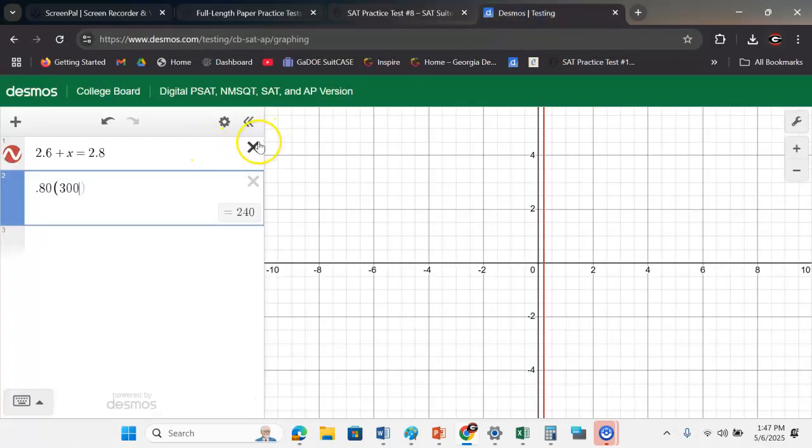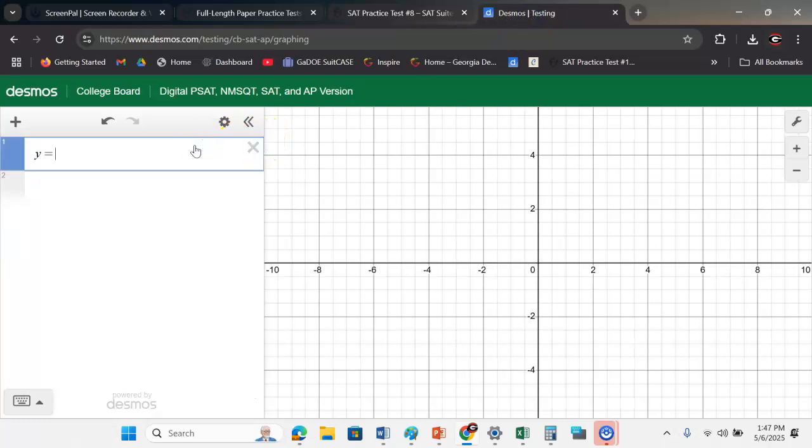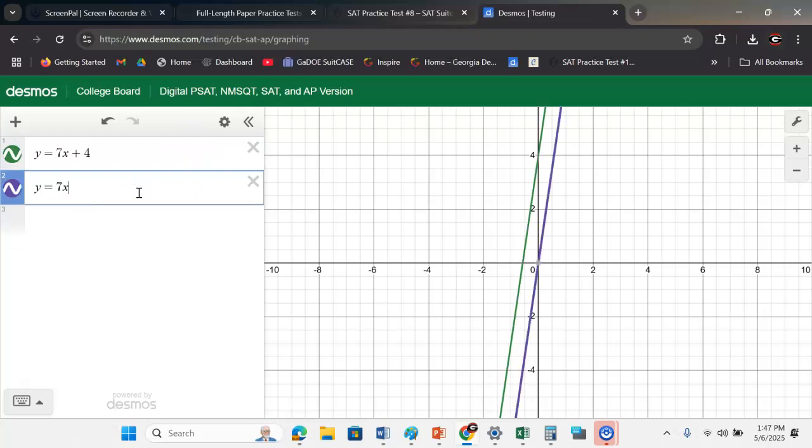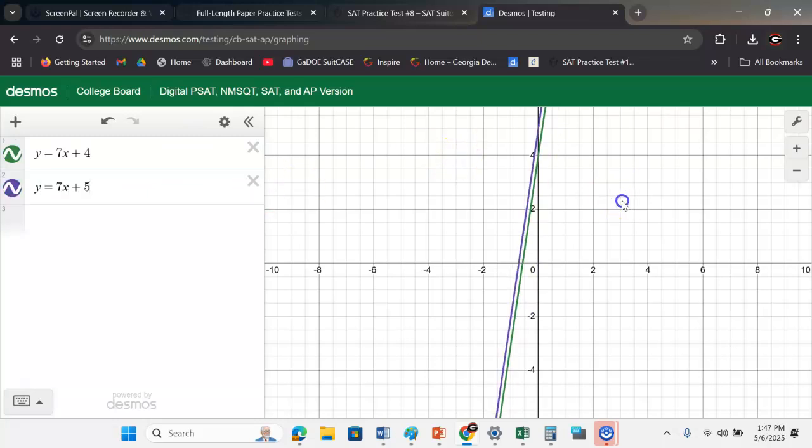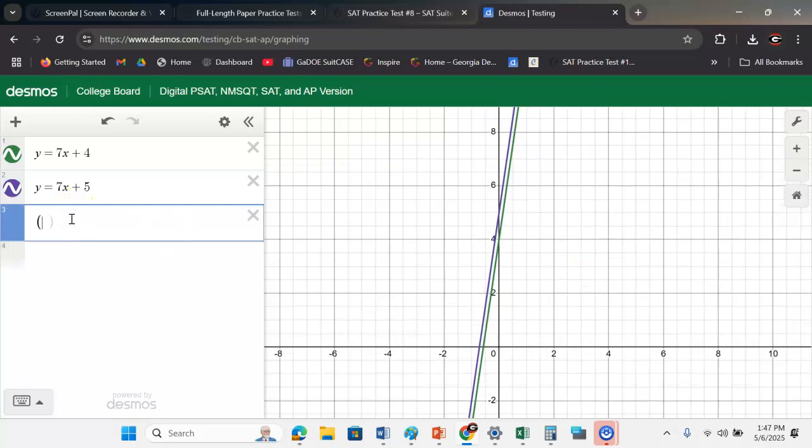Let's look at it. So y equals 7x plus 4. So there that is. Y equals 7x plus 5. Okay, they definitely look parallel. I'll put the point (0, 5). You can see the purple line does run through there.